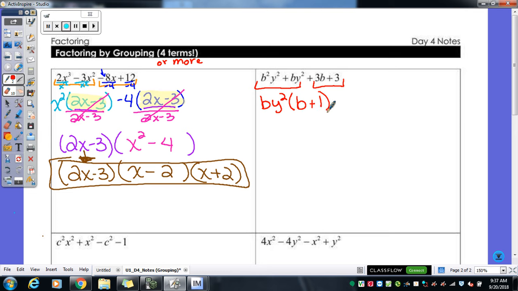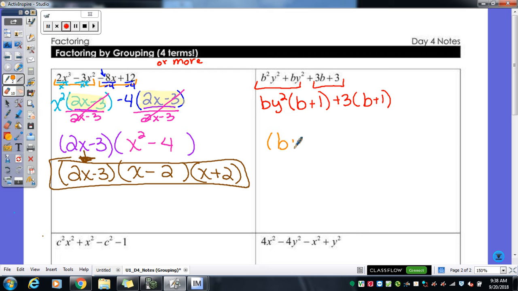So we would get b plus 1 in our parentheses when we divide. And then what's our second GCF? 3, so plus 3. And then I get b plus 1 again, and I know we are doing a great job so far because our parentheses are the same. They're both b plus 1.